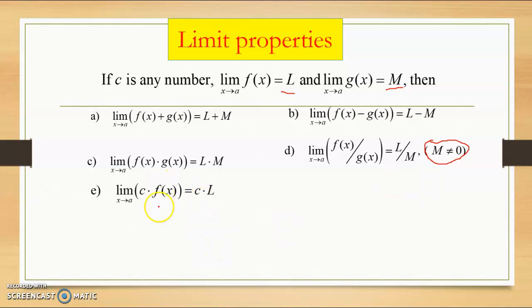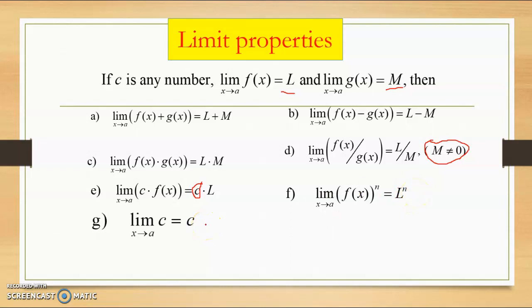Next, for a constant multiple of a function, we can take the constant outside and apply the limit. If the limit of f of x as x goes to a is equal to L, the answer is just c times L. The same as for the power function, we can take the limit inside the power function, and the answer is L to the power of n.